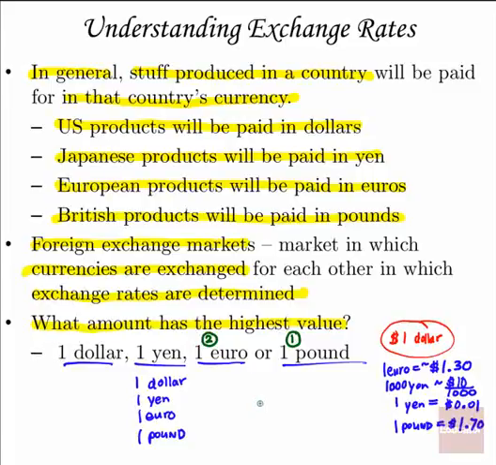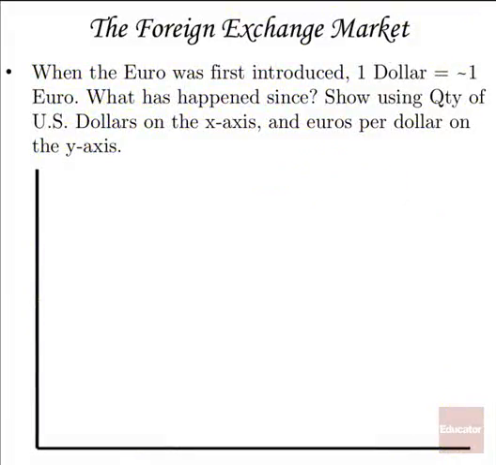The dollar is making a little bit of a resurgence, but still 1 euro is going to exceed the value of a dollar, a euro. And then you have the dollar, and then you have the yen. So that's the general ranking in terms of currency. So the foreign exchange market, let's take a look at this here. When the euro was first introduced, $1 equals approximately 1 euro.